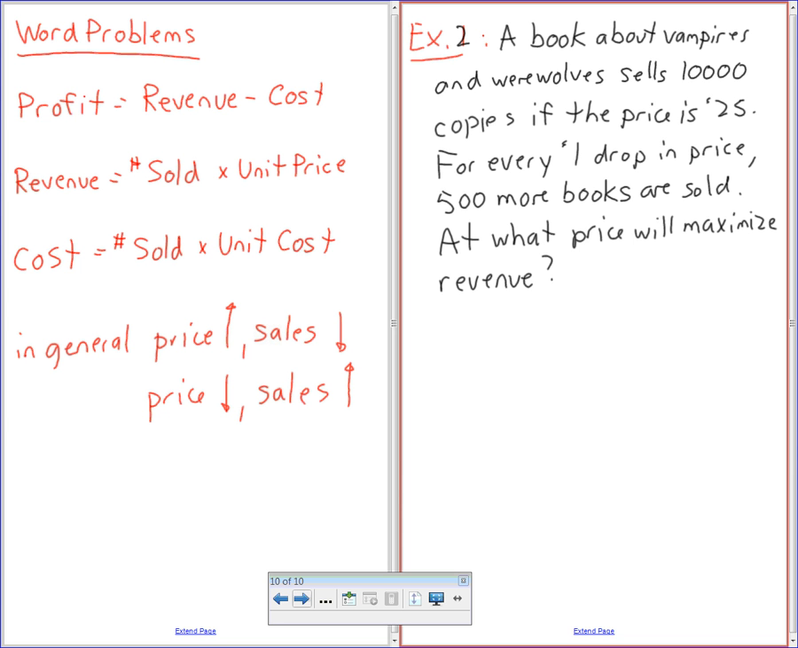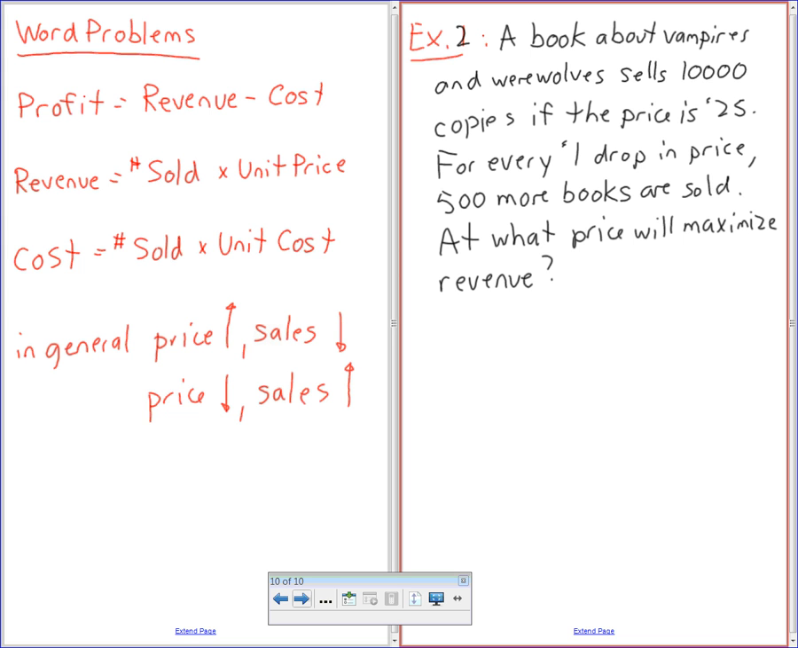So it says, a book about vampires and werewolves sells 10,000 copies if the price is $25. For every $1 drop in price, they will sell 500 more books. At what price will maximize revenue? I'm going to make a little chart only for the first example so you can get the logic of this. It's not obvious where the equation is going to come from.